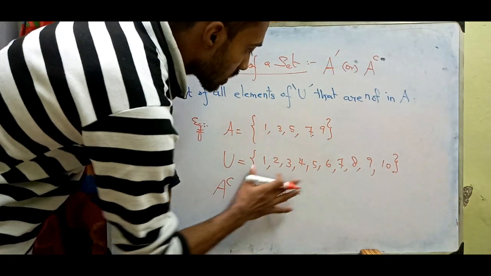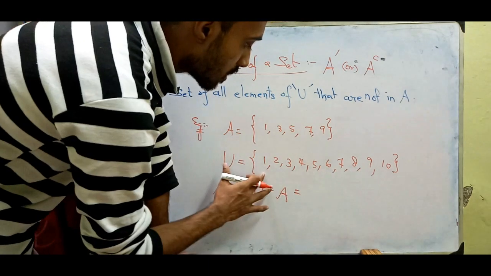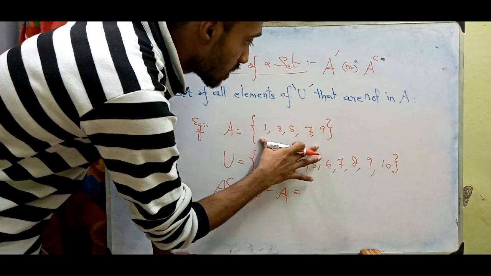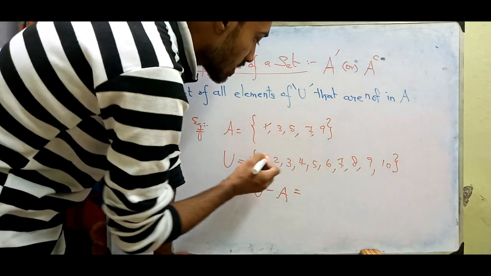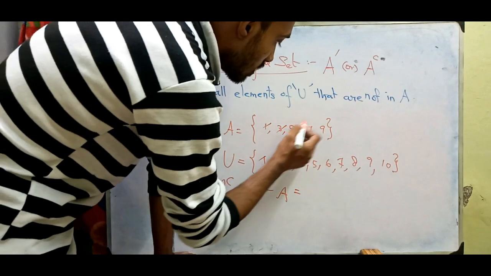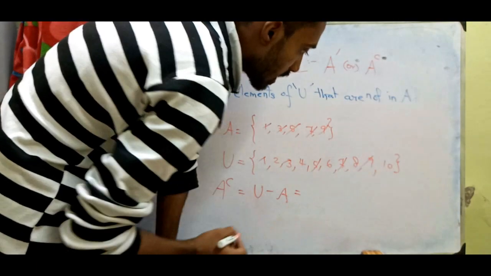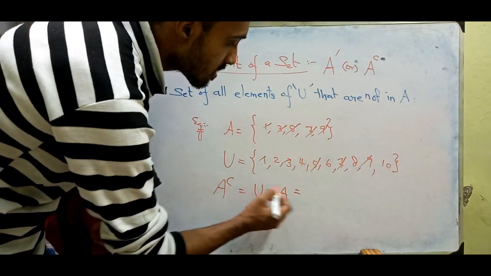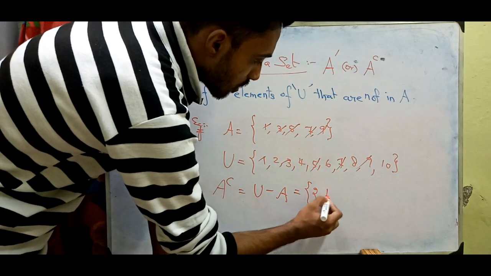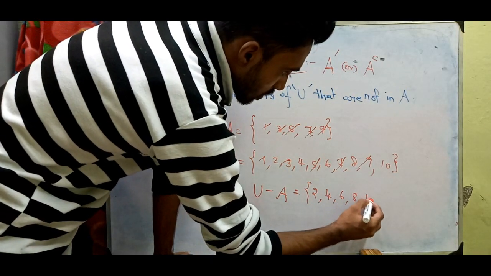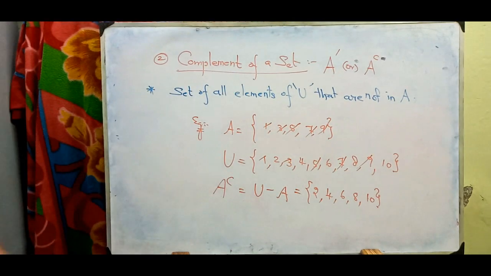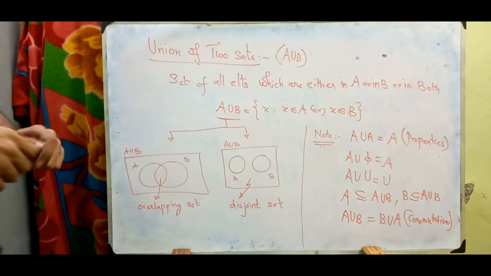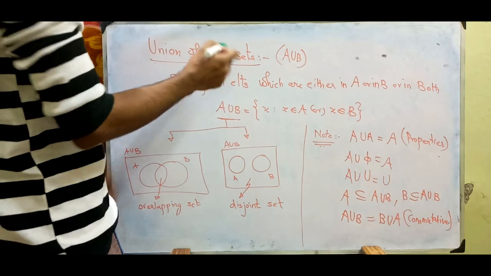Got it? Okay, so what is U? U is the set of all natural numbers from 1 to 10. And what about A? A is the odd natural numbers up to 10. Okay, I'm just cancelling them: 1, 3, 5, 7 and 9. Whichever are left out in U, that is our A complement. Okay, A complement is U minus A. So what is that? The set of all even natural numbers up to 10. Got it? So this is A complement. Okay, let us move to the next one. Here we will see the union of two sets.